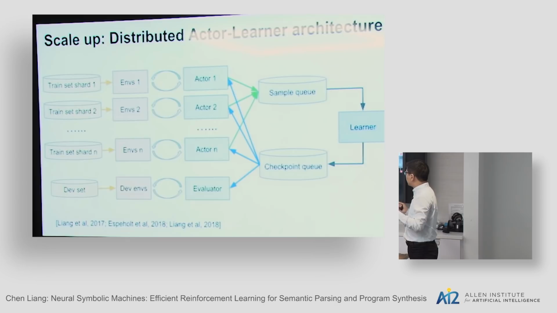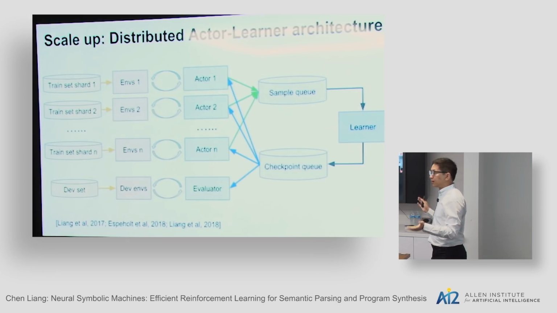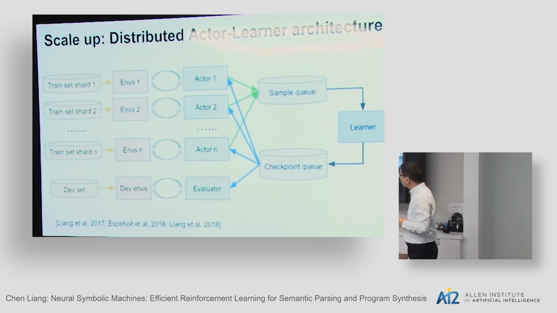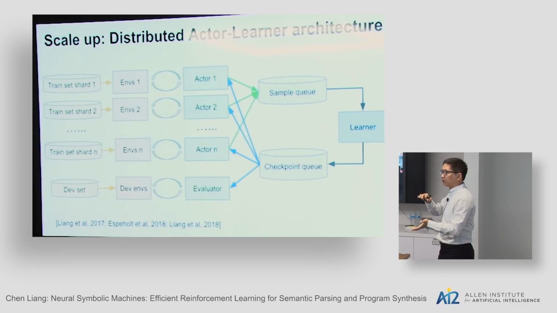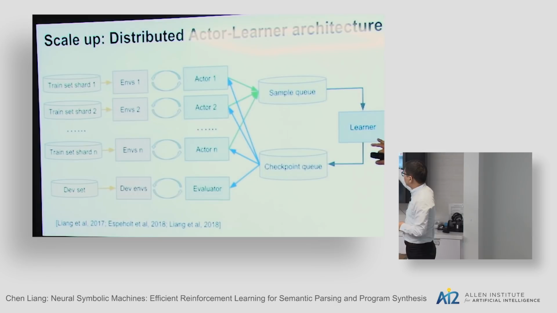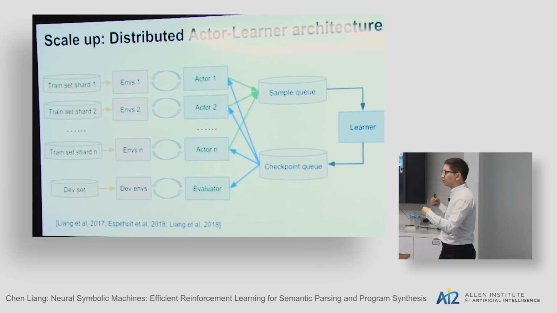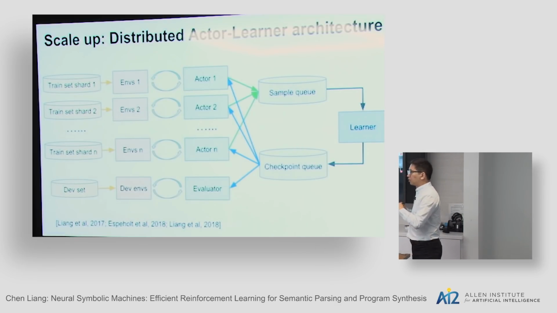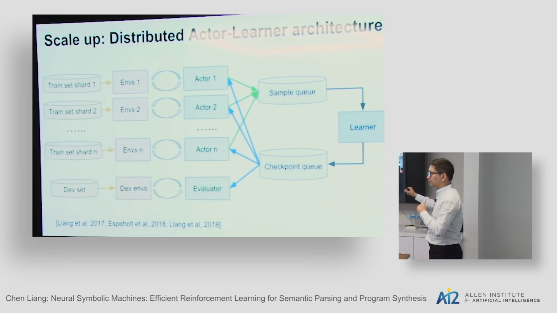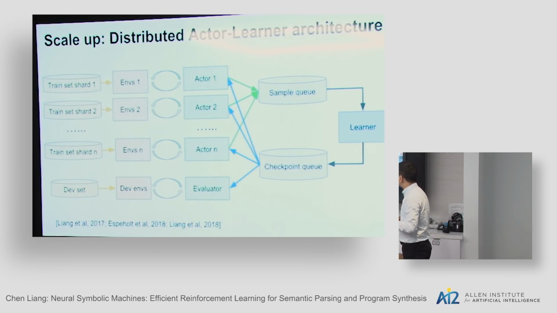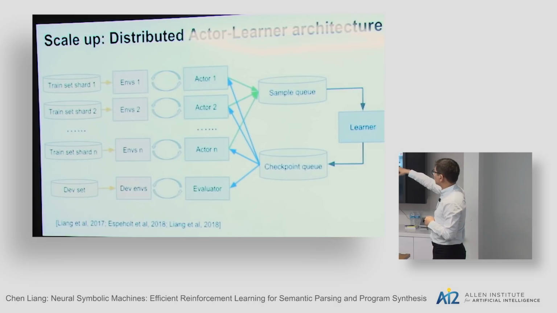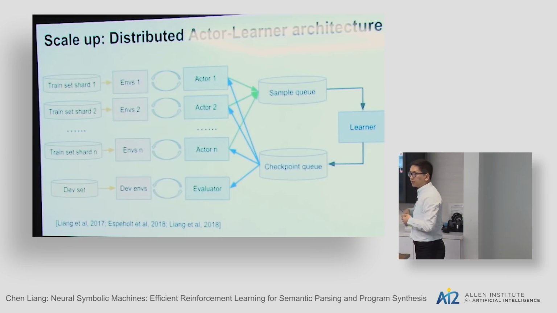So here we take an actor-learner architecture for dealing with this. Essentially, we first do sharding over all the training set, basically split it into multiple shards. And then we have multiple actors. Each of them could be run on a CPU, because the neural model we use is usually small, but the bottleneck is more about generating a lot of programs and then evaluating all the programs. So each actor is interacting with a bunch of environments for generating the programs or samples, and then those will be pushed into a sample queue.